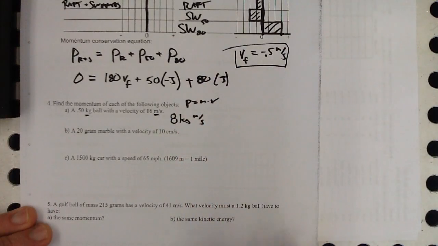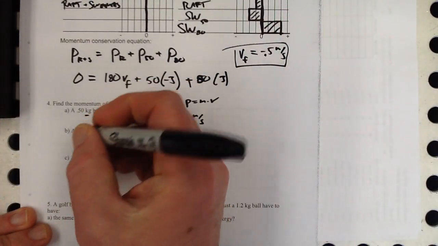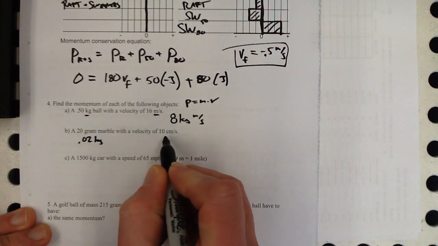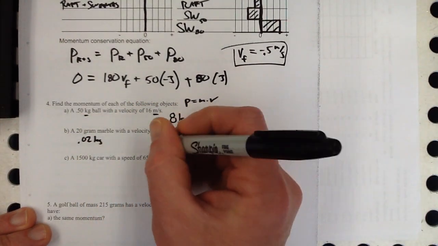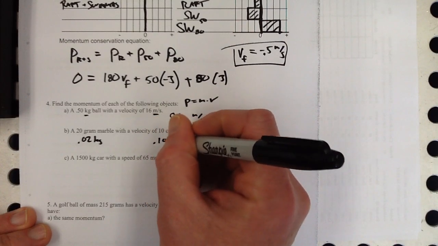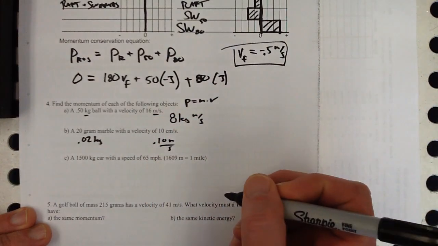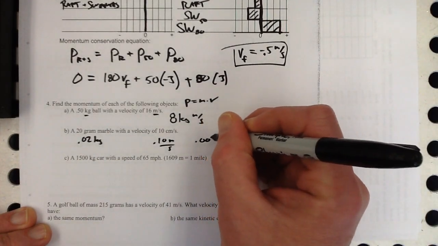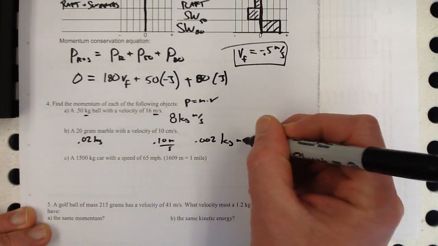Great. A 20 gram marble, that's 0.02 kilograms, with a velocity of 10 centimeters per second, not the right units, that's 0.10 meters per second. And then I can multiply those two together, so that's 0.002 kilogram meters per second.